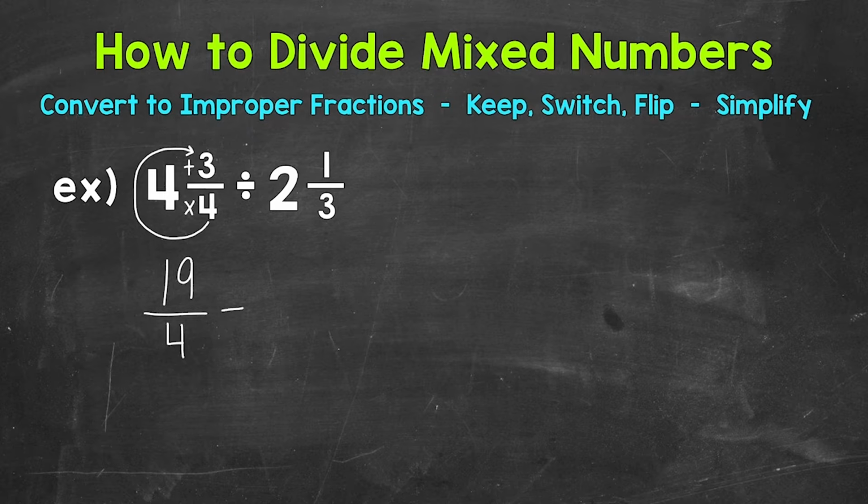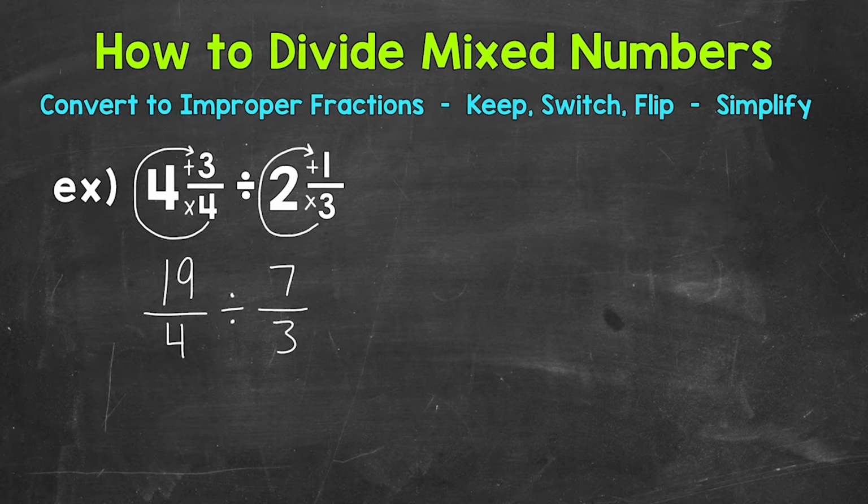Then we can bring our division sign down and convert our second mixed number. So again, we multiply, then add. 3 times 2 is 6, plus 1 is 7. That's our numerator, and then keep the denominator of 3 the same, so 7/3. 19/4 is equivalent to 4 and 3/4, and 7/3 is equivalent to 2 and 1/3.